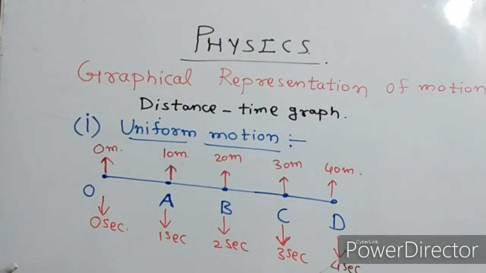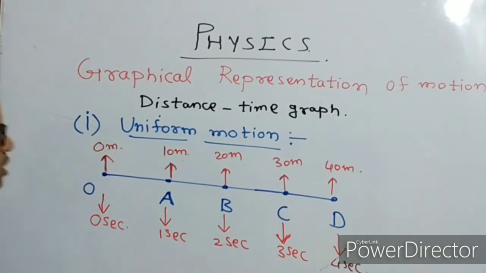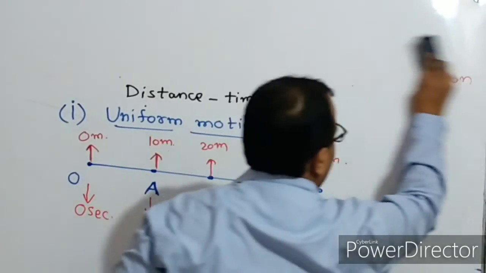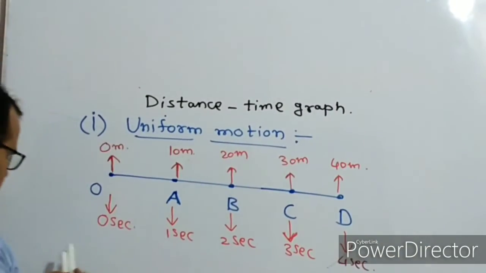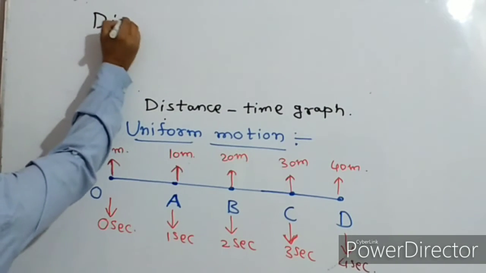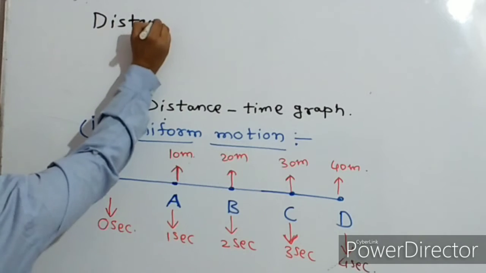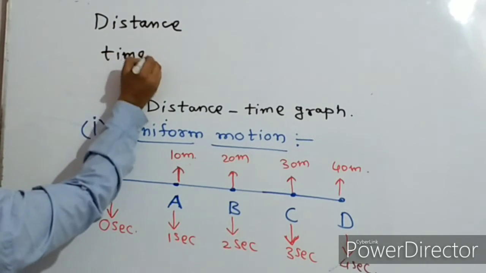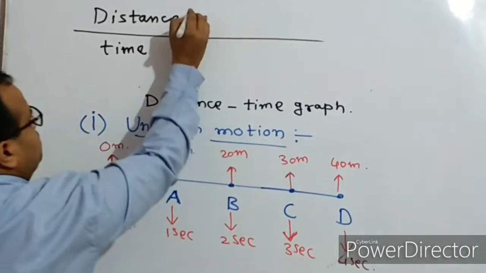So if you tabulate this data, that is, the distance covered by the object at different times, tabulate means to make a table of this. So if you make a table of this, you will get a table like this. On one side there will be distance, and on the other side there will be time.